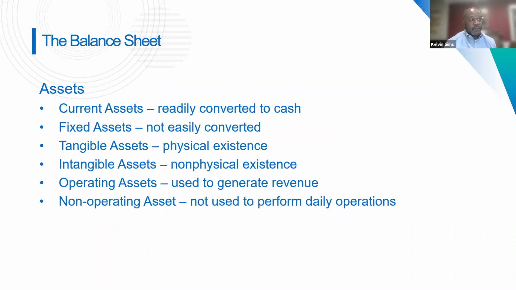So the assets are broken up into different categories. Our current assets, those are things that are readily converted to cash. Could be straight cash, it could be stocks, bonds, and other notes, but easily and readily I can convert that to cash. I don't have to wait 6 months, a year to convert that and get cash.